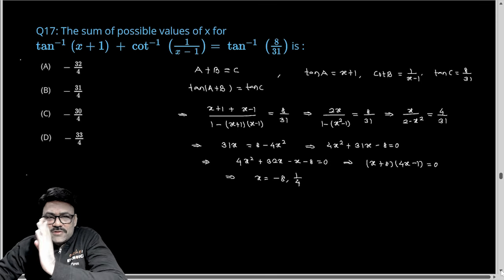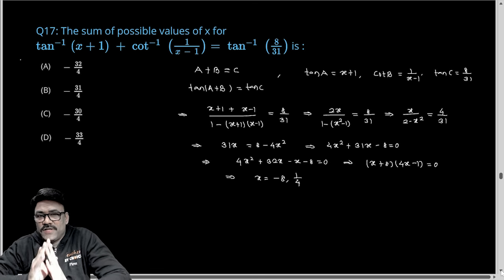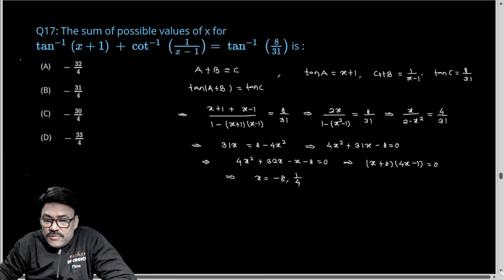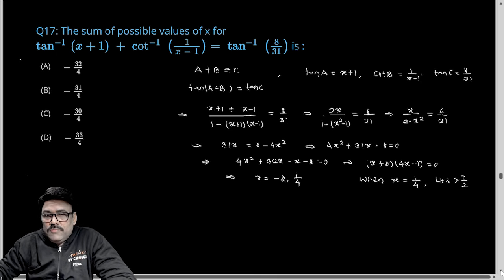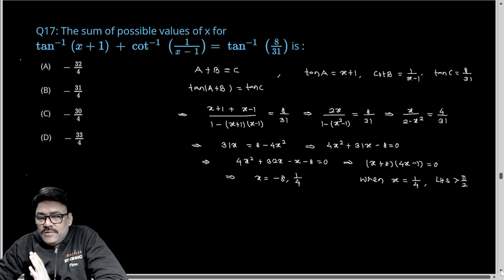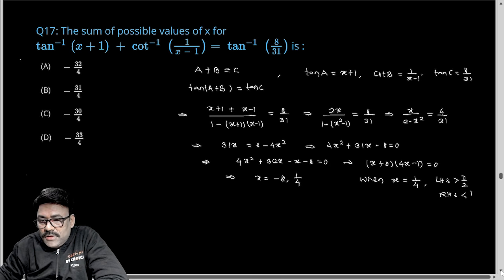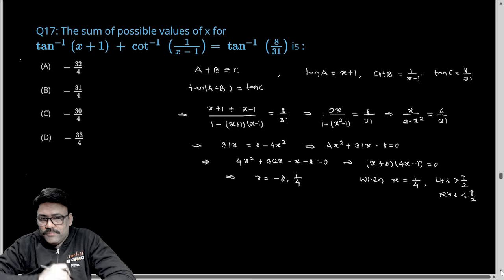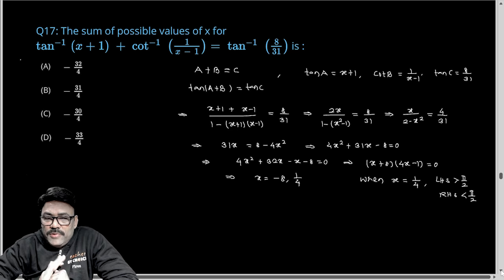So tan inverse of x plus 1 is in the first quadrant, and cot inverse of 1 by x minus 1 is in the second quadrant. So the left hand side will actually be greater than pi by 2. So when I take x is equal to 1 by 4, the left hand side is greater than pi by 2. But obviously tan inverse 8 by 31 will lie in the first quadrant, so the right hand side is less than pi by 2. Hence x is equal to 1 by 4 cannot be taken.